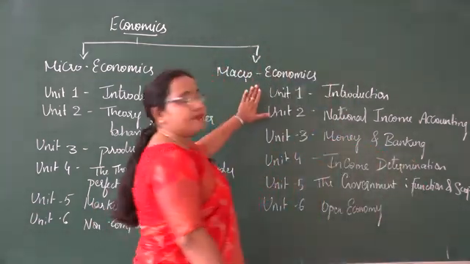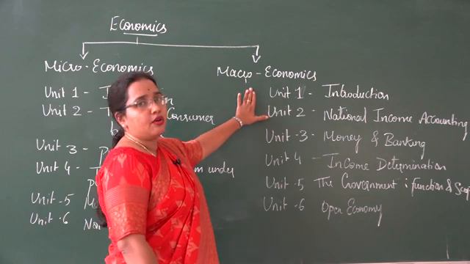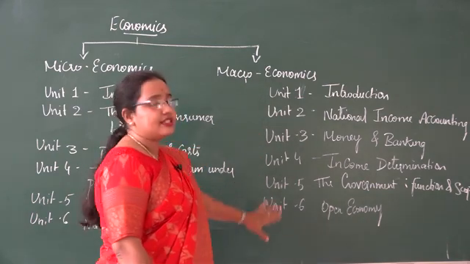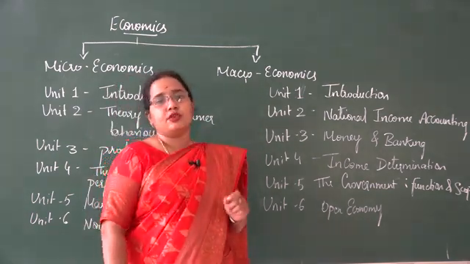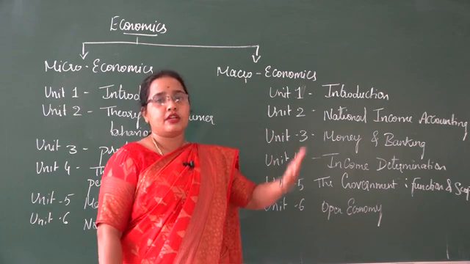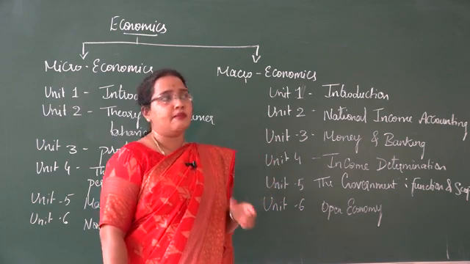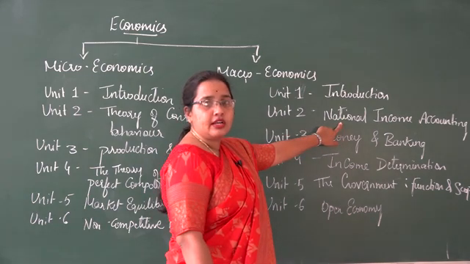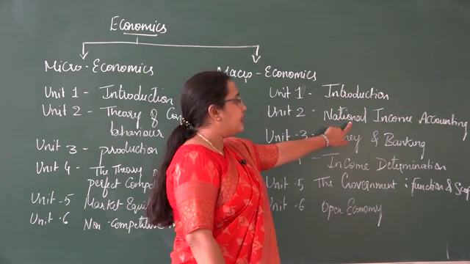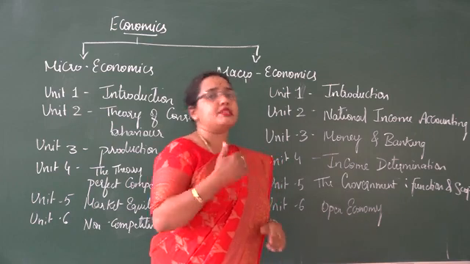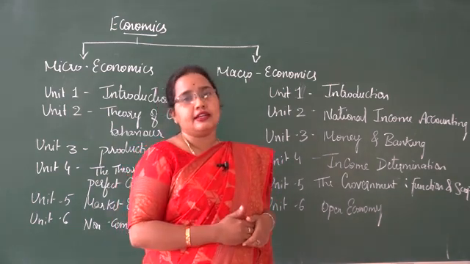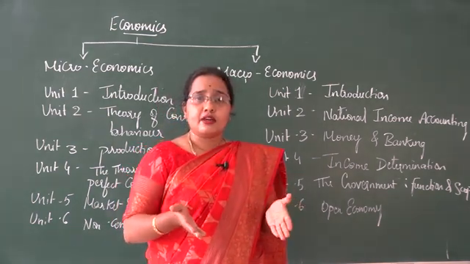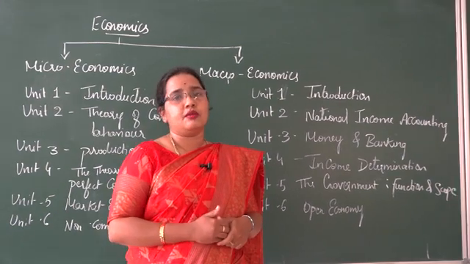Likewise, when you come to macroeconomics, there are 6 such units, which speak not of an individual unit like a single producer or consumer or an individual income, but of the overall income of the economy, called national income. And here, how the national income is measured, how it is calculated, and what methods are available to measure the national income of the country.